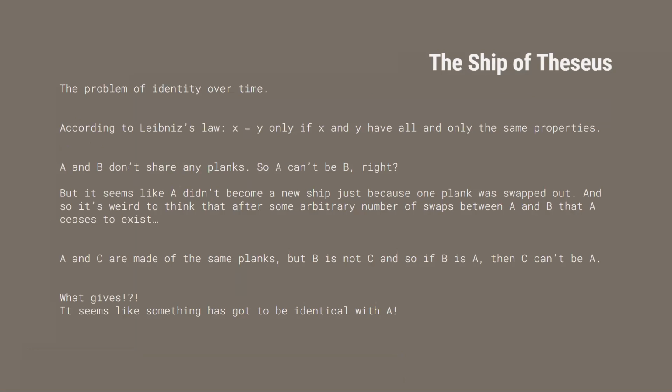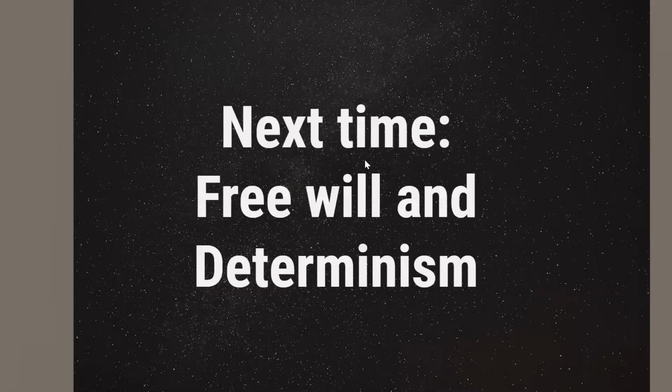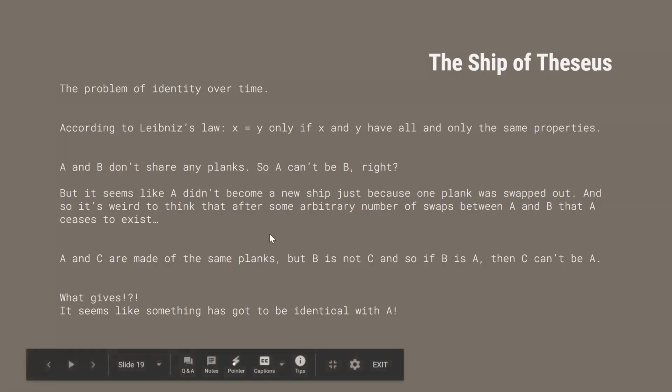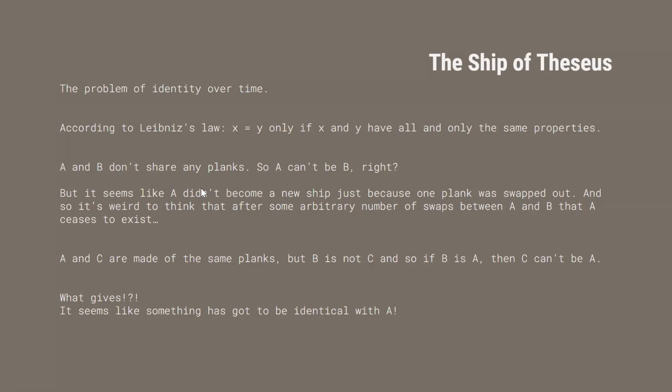Now, according to Leibniz's law, X is identical with Y only if X and Y have all and only the same properties. Now, A and B don't actually share any planks, right? So you might think, well, A can't be B then. But it also seems like A didn't become a new ship just because one plank was swapped out, right? From time to time, we're only swapping out one plank at a time.